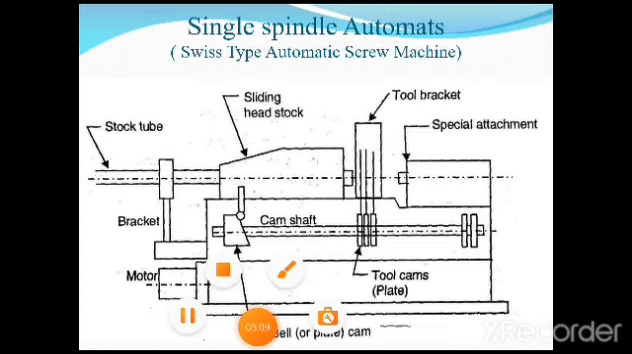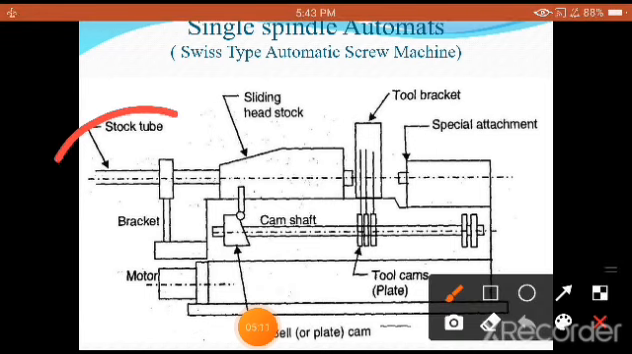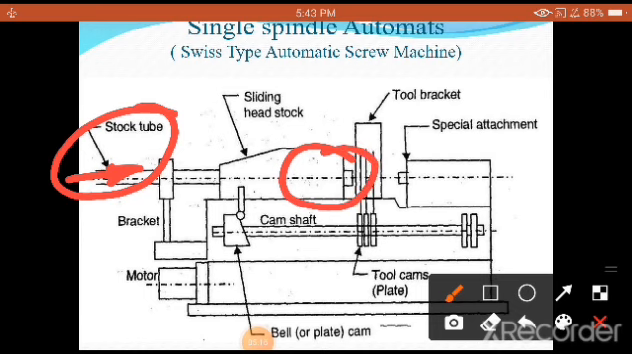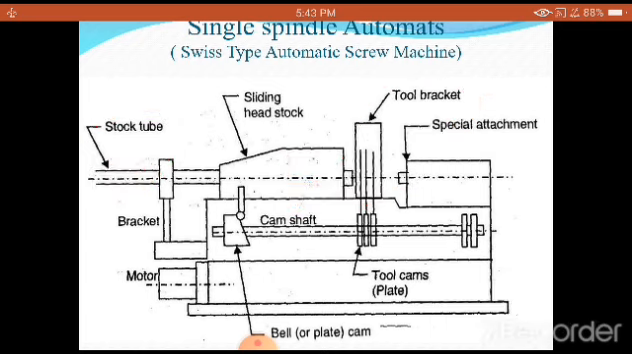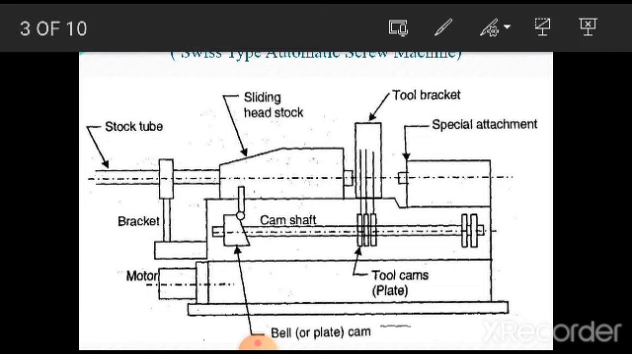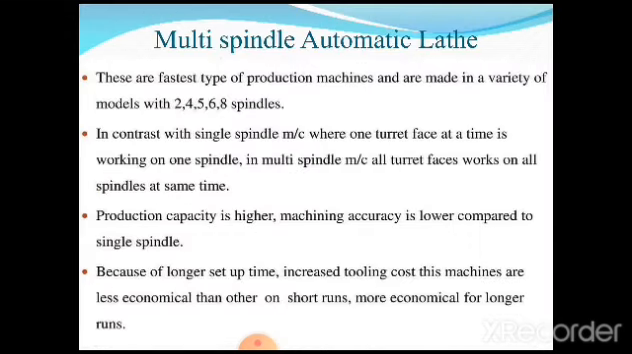The workpiece is fed like this. This is provided with the collet chuck. So as the workpiece reaches a certain distance, it gets locked and the tool bracket is going to hold 5 tools. Out of that, 2 tools will perform the turning operation and the remaining 3 tools will perform the other operations, so that it is possible to carry out the operation very quickly. That is the main plus point here.